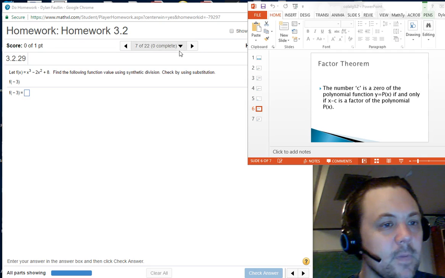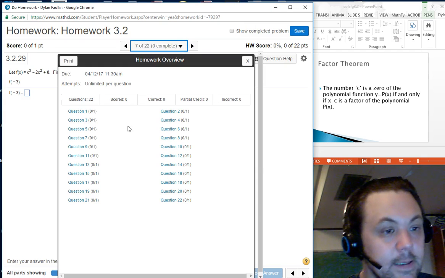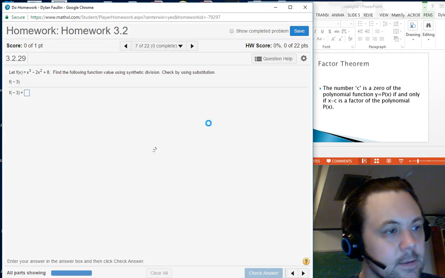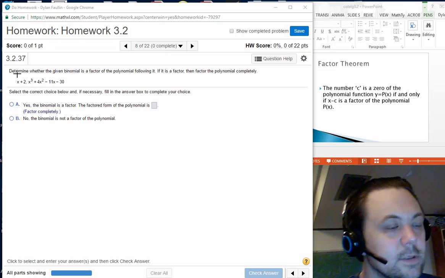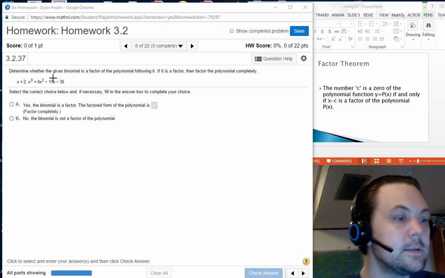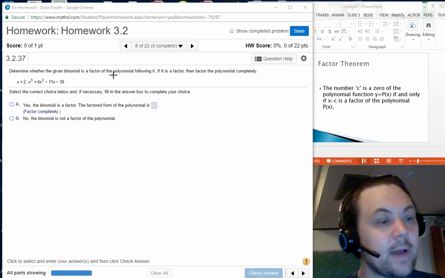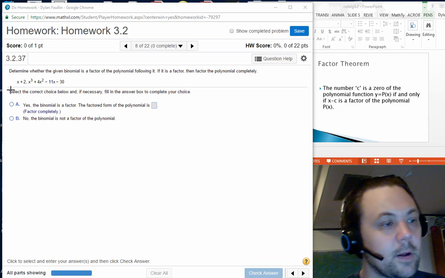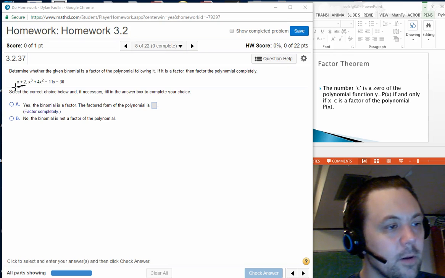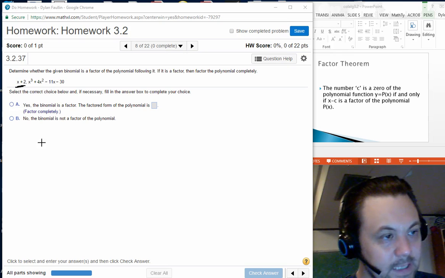All right, so let's take a look at number 8. I guess I could have just hit next question. All right, so here's what they want to know. I'll just read the directions the way they're worded. Determine whether the given binomial is a factor of the polynomial following it. If it is a factor, then factor the polynomial completely. So the binomial at the start of the problem is x plus 2.